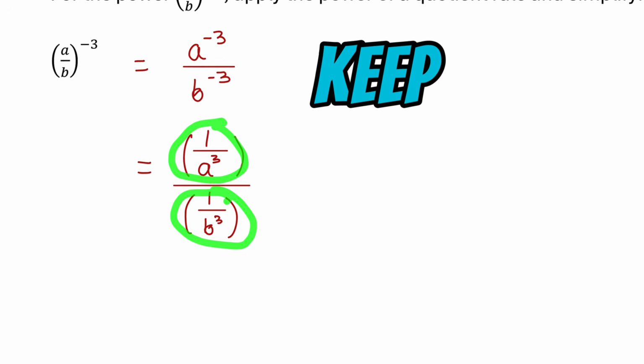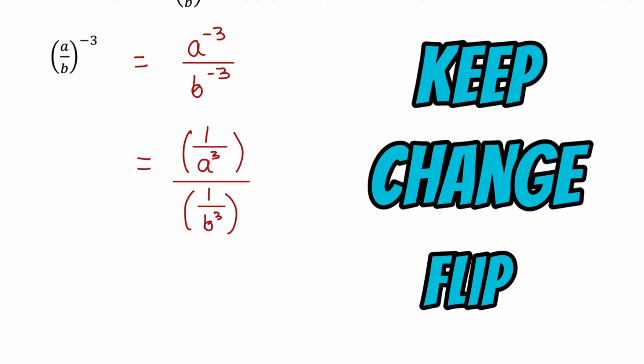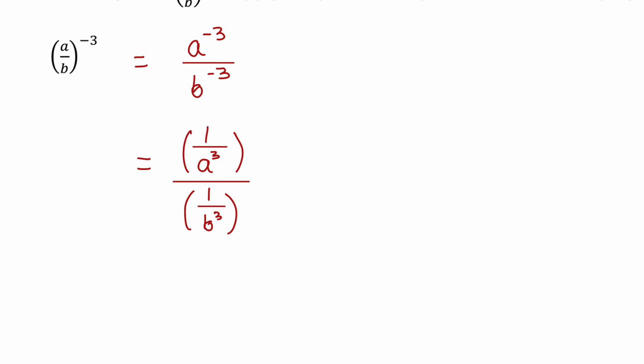We can use the keep, change, flip rule, which says we can rewrite the quotient of two fractions as a multiplication by keeping the fraction that's in the numerator and multiplying it by the reciprocal of the fraction that's in the denominator. So multiplying it by the flip of that, which would be b cubed over 1.